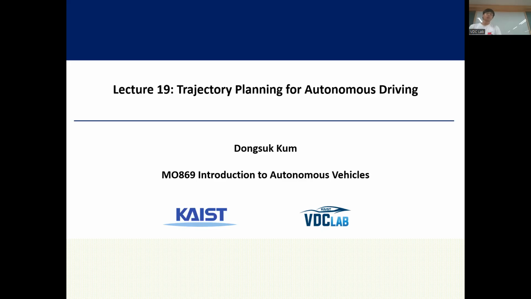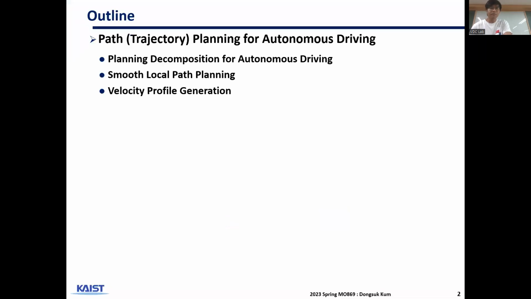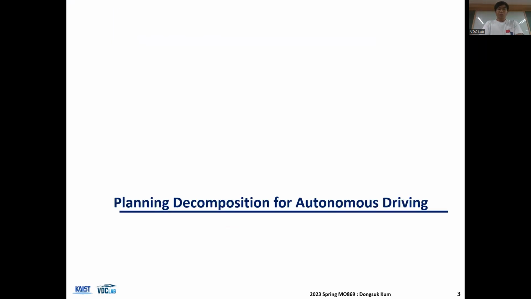We will be covering lecture 19, which is trajectory planning for autonomous driving. And I believe this is the final lecture for motion planning for autonomous driving. In today's lecture, I'll be covering path planning for autonomous driving, consisting of planning the composition for autonomous driving, smooth local path planning, as well as velocity policy generation. Now we'll start with planning the composition.